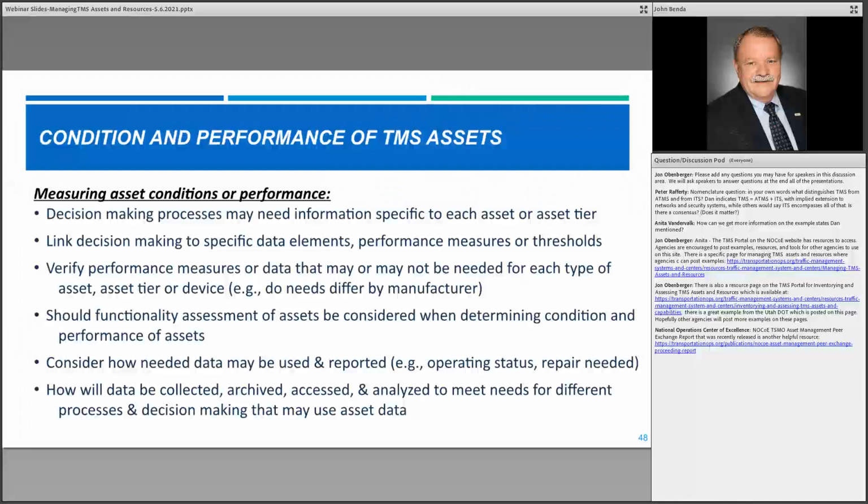Should functionality assessment of assets be considered when determining condition and performance of assets? I'm a strong advocate of continued functionality assessment, both in terms of reporting and in terms of managing of TMS assets. You also need to consider how your needed data may be used and reported. Is it an operating status? Is it a maintenance repair status needed? So you need to make sure you understand what you're reporting and what it's going to be used for. And how will data be collected, archived, accessed, and analyzed to meet the needs of different processes and decision-making that may use the asset data.